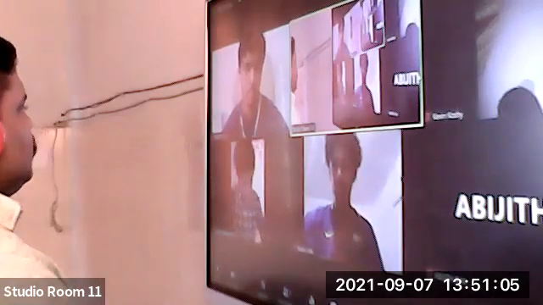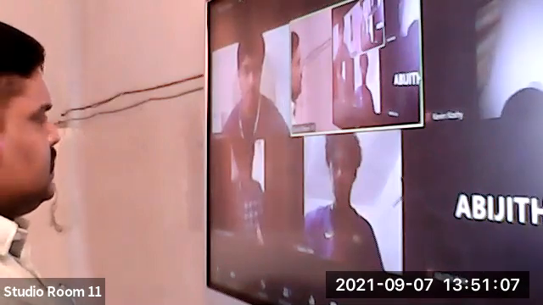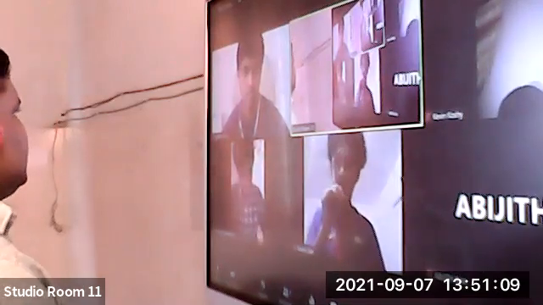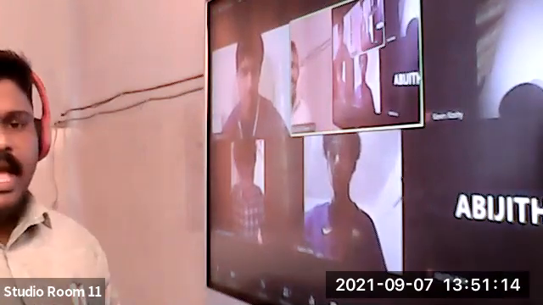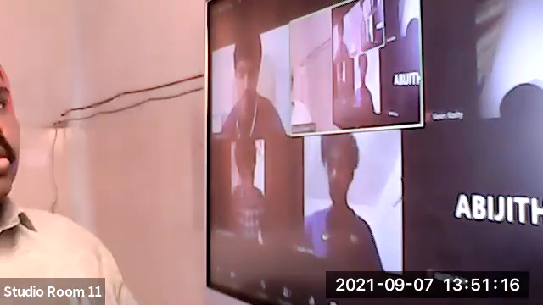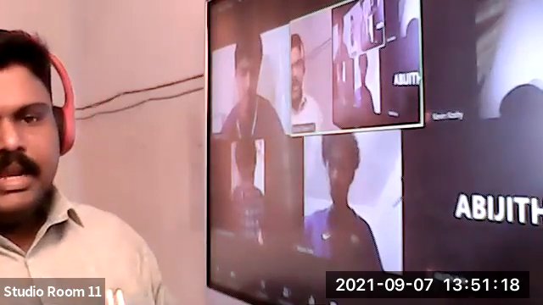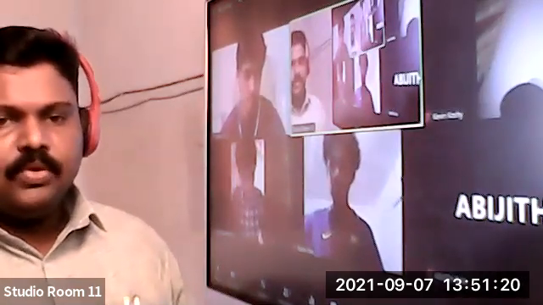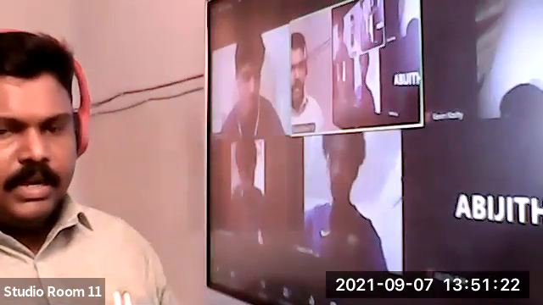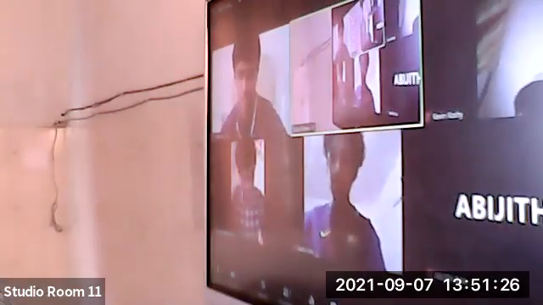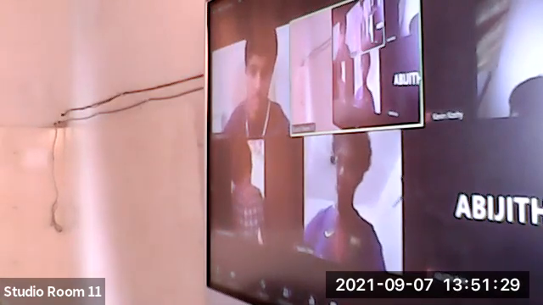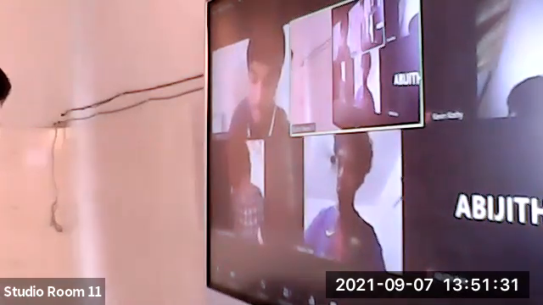So in the last class we discussed the local self-government, the Panchayati Raj system and the Nagarpalika system, right? Connected with the Panchayati Raj system and Nagarpalika system, there are two amendments we have to learn: the 73rd Amendment and the 74th Amendment. Please write down the 73rd and 74th Amendments.